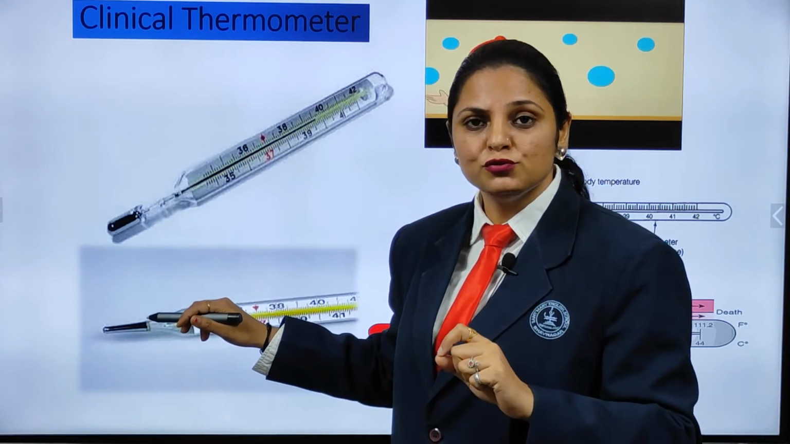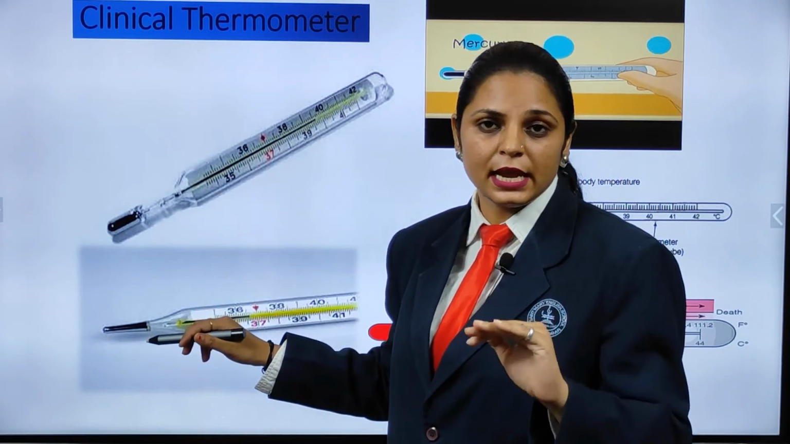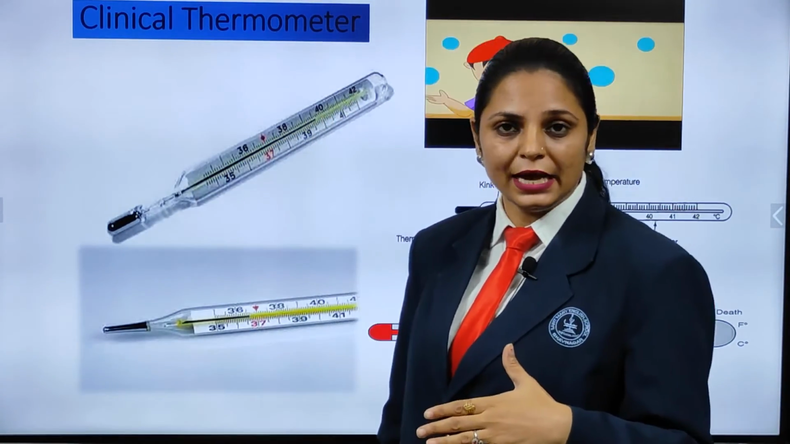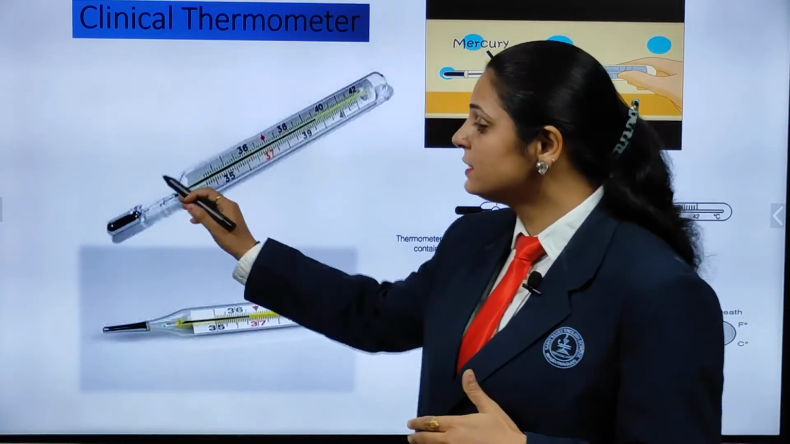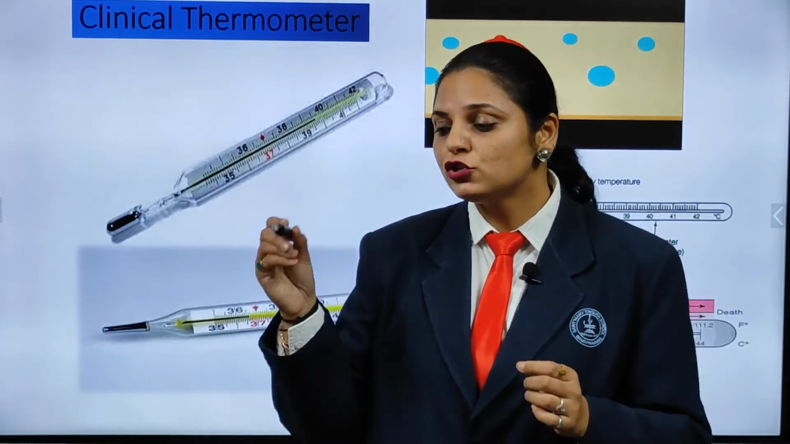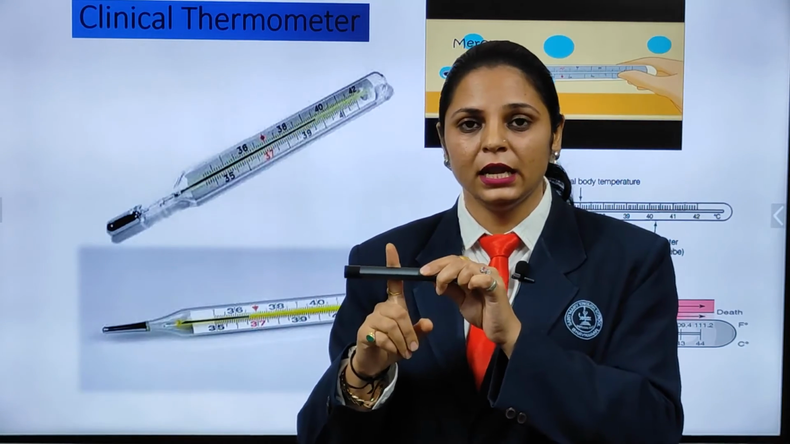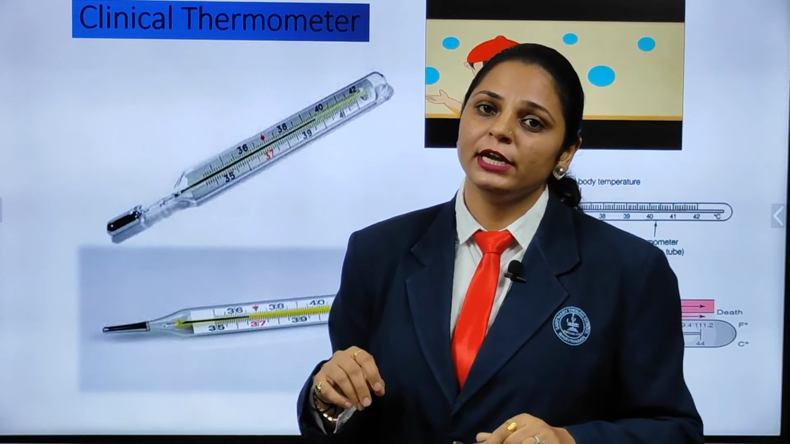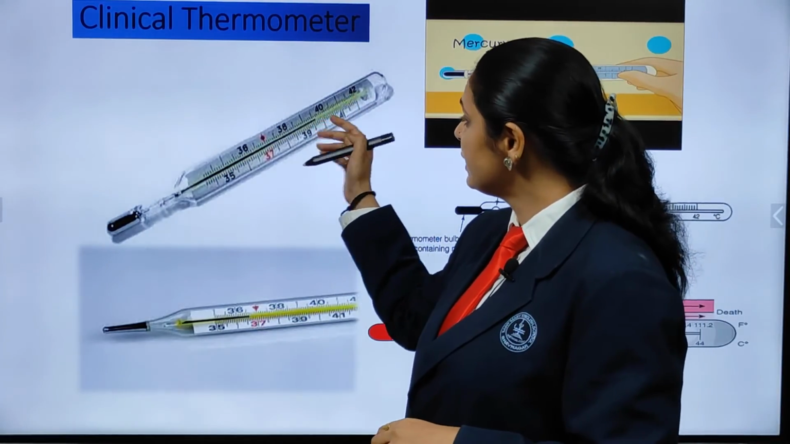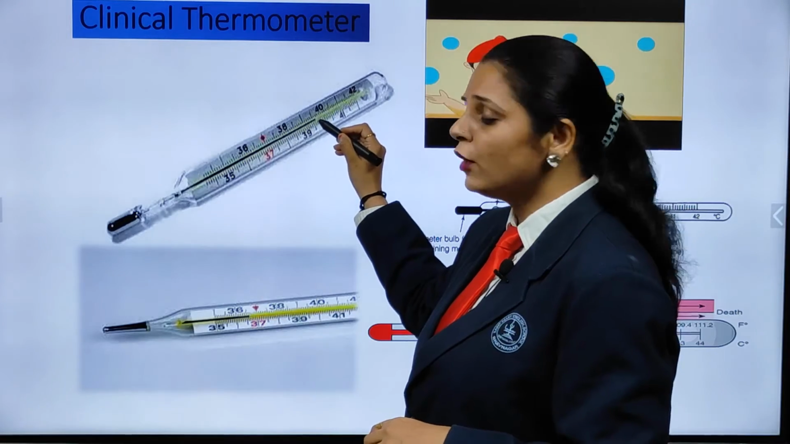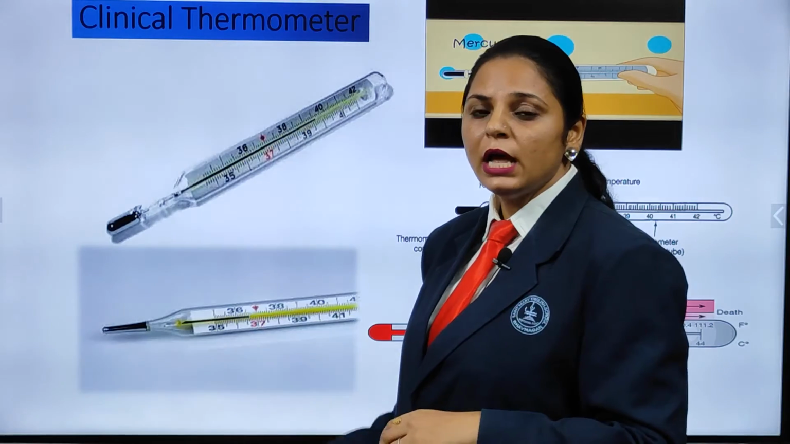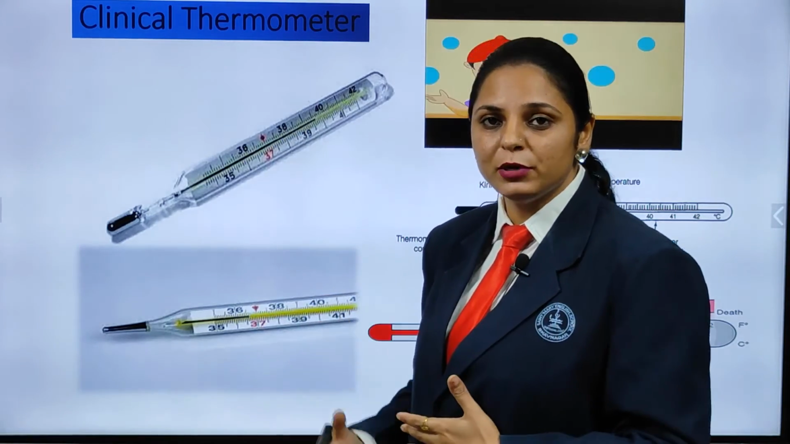Why is mercury chosen? Because it is liquid in state, and secondly, it rises freely and does not stick to the glass wall. And the kink is present. The reason for the kink is that whenever you take it out from the mouth, it will show you the same scale reading of the temperature at which it was measured. Say for example 40 is marked, near about 40. What will happen if the constriction is not there? It will drop down soon and it will not show you the particular temperature.